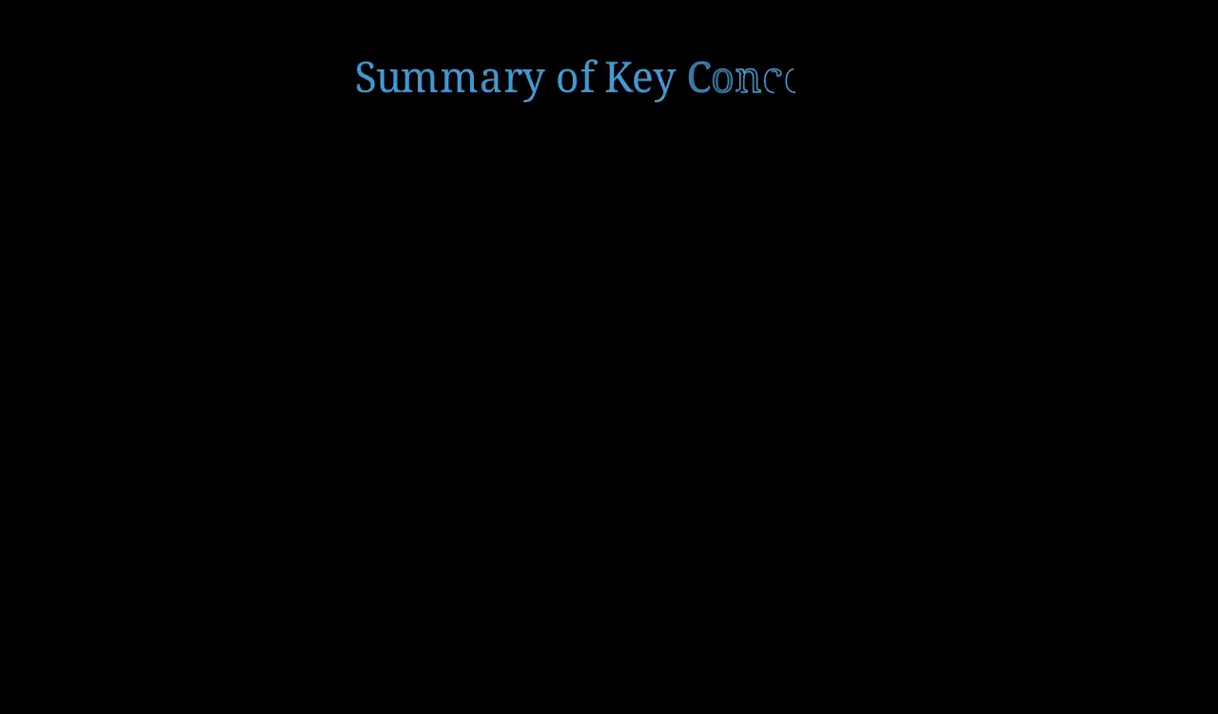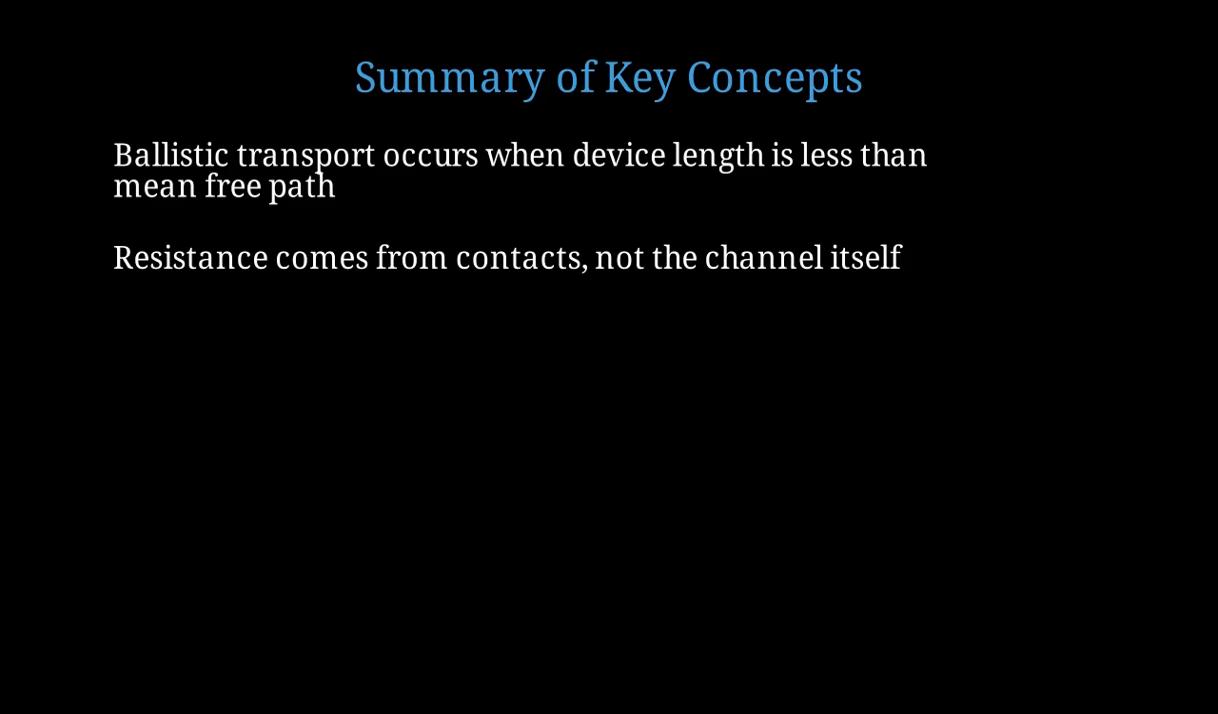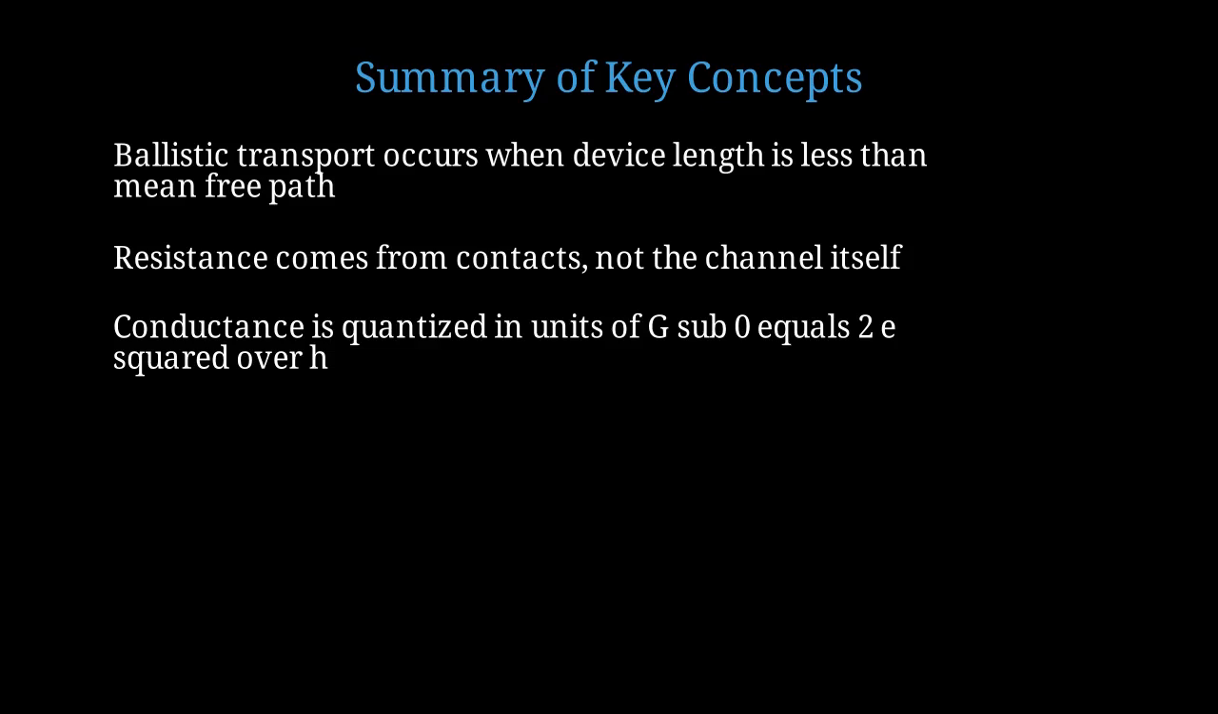Let me summarize the key concepts we've covered in this lecture. Ballistic transport occurs when the device length is less than the electron mean free path. In this regime, electrons cross without scattering. The resistance in ballistic devices comes from the contacts, from how electrons are injected into and extracted from the device. Conductance is quantized in units of the quantum of conductance.